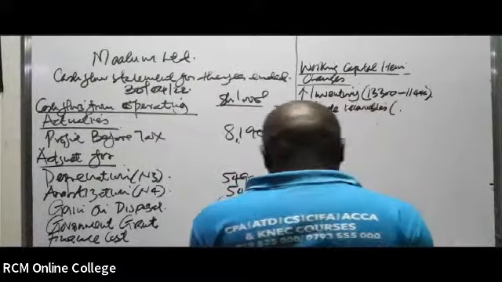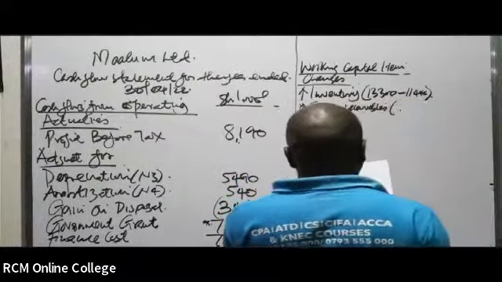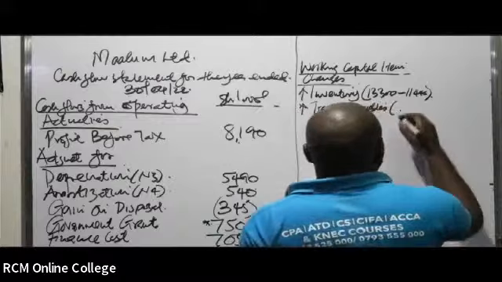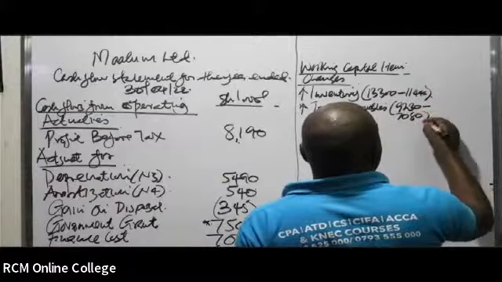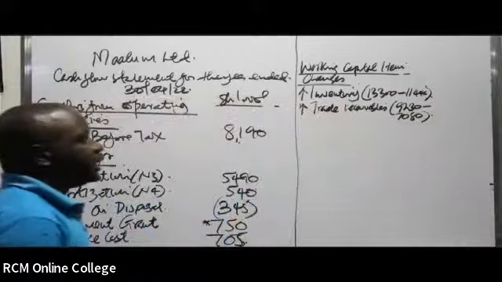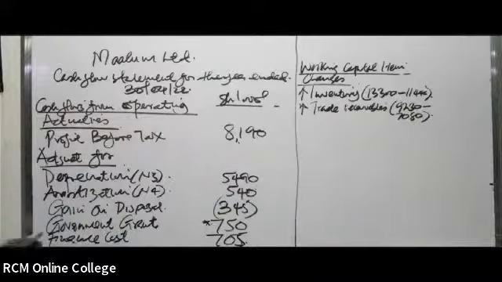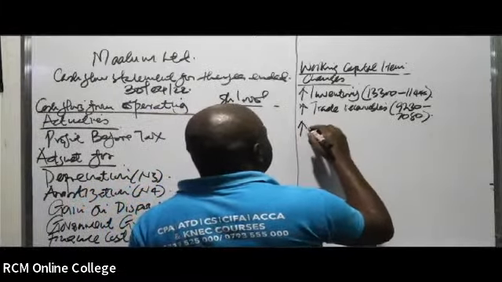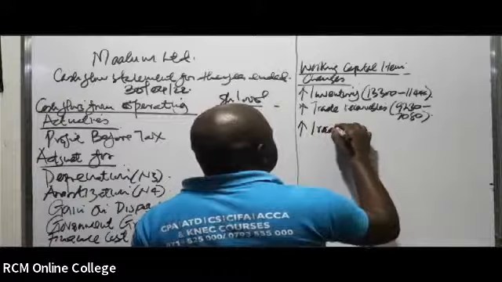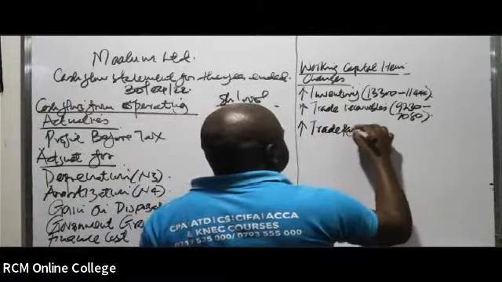For the trade receivables, there was an increase from 7080 to 9230. So 9230 minus 7080. Then for the trade payables, there was also an increase, and therefore this one we'll add. So add the increase in trade payables.